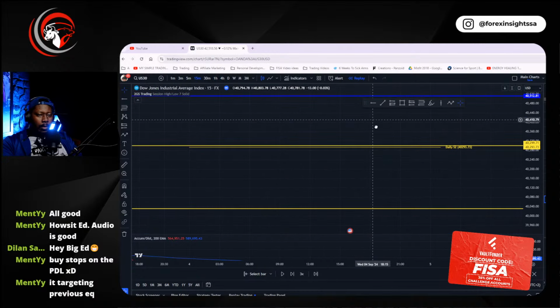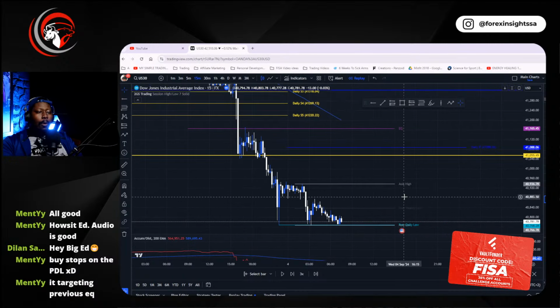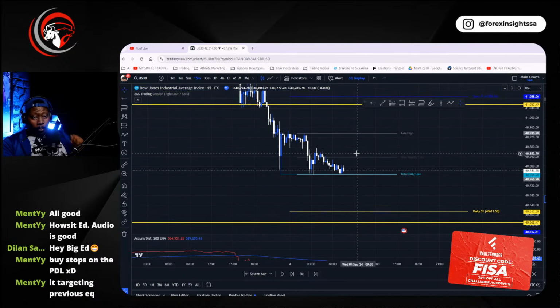EQ being, where would the EQ for this be? Above. So what I would look for here is first a break of the previous.